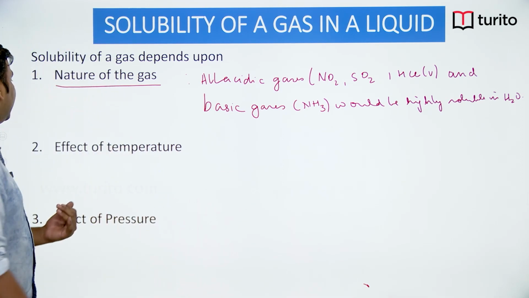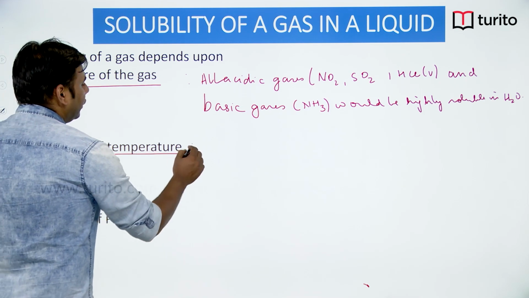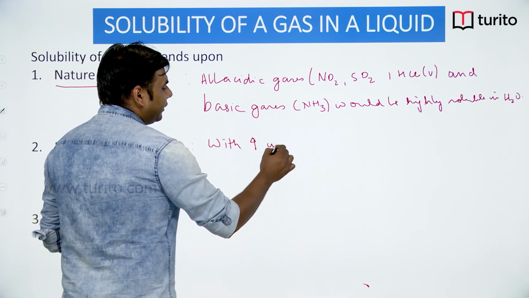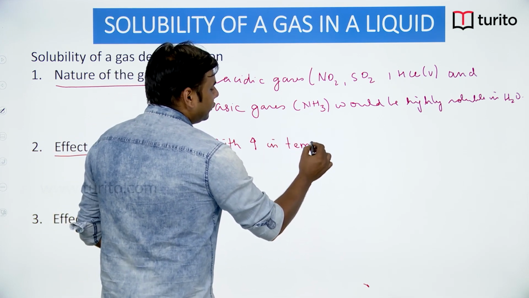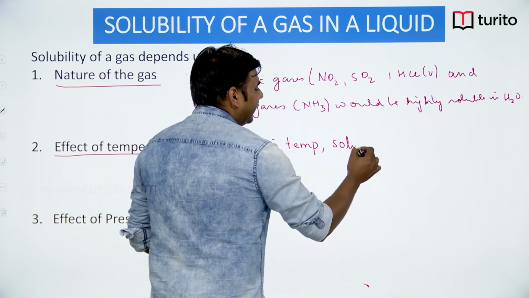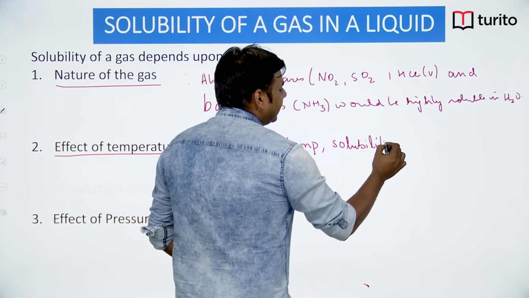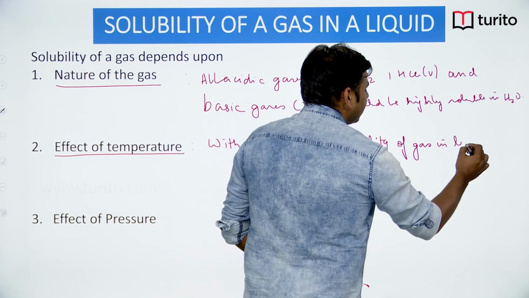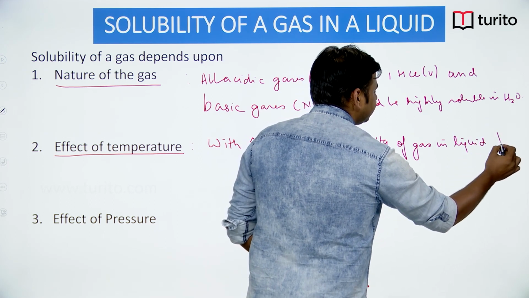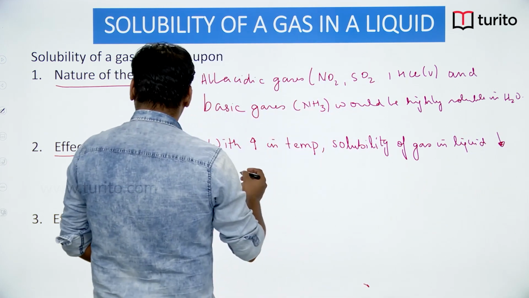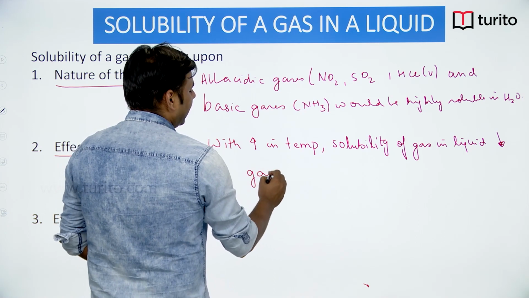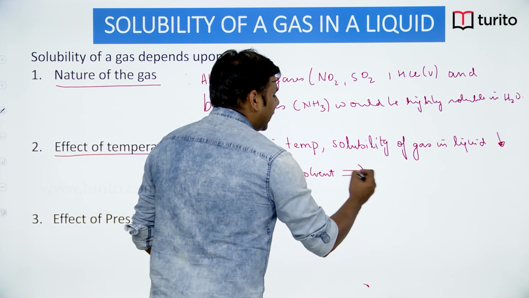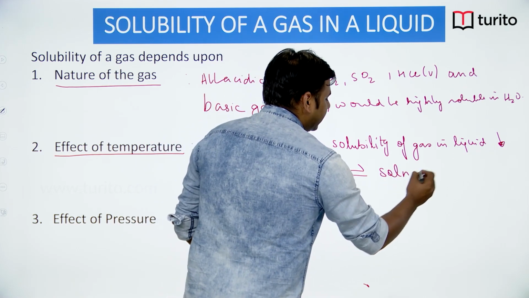Okay, so the next is the effect of temperature. We know that with an increase in temperature, the solubility of a gas in a liquid decreases. Whenever you take a gas and dissolve it in a solvent, an equilibrium would be established and we would get a saturated solution.